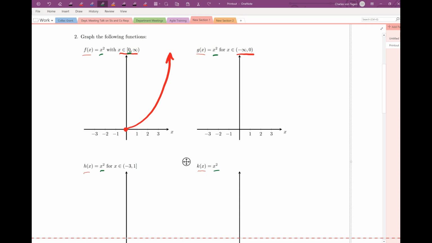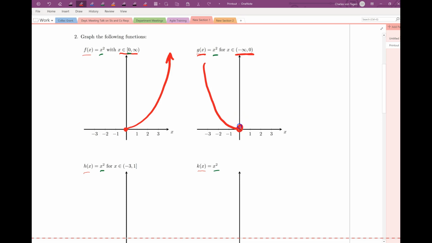So we can kind of get the contrast here when we look at the second graph. Here we're asked to graph g of x. Again, it's the x squared function, but now we want to do it on the interval from minus infinity to 0. And, well, the graph of this function would look something like this.